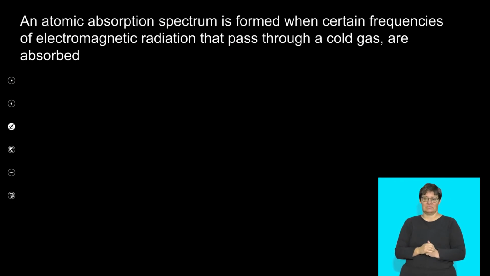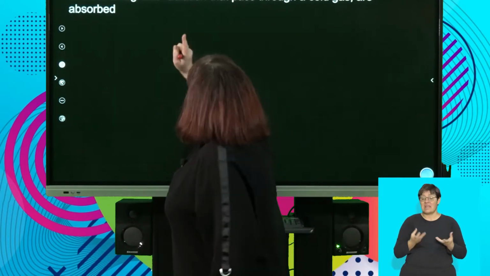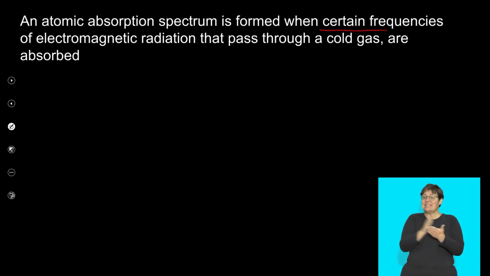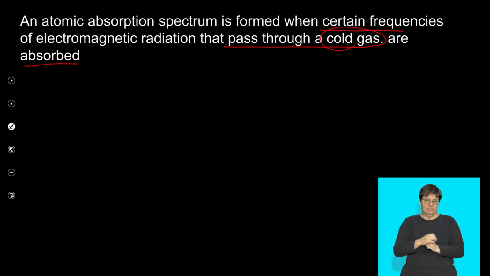The atomic absorption spectrum, now emission means give off. Absorption means take in. So now the difference is when certain frequencies of radiation that pass through a cold gas are absorbed. So this time, instead of going, I'm taking this and then I'm going to give it back to you and you can have that light, this time the atoms go, I'm going to let all the light pass through me except certain ones. I'm going to keep those, okay?